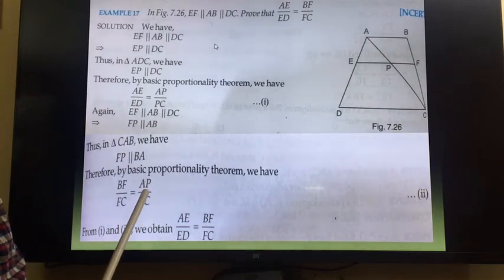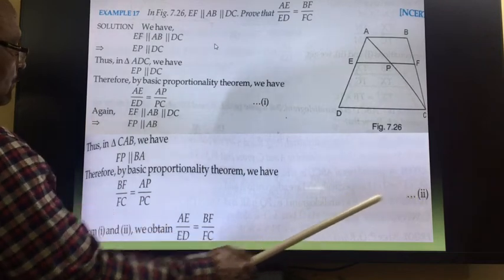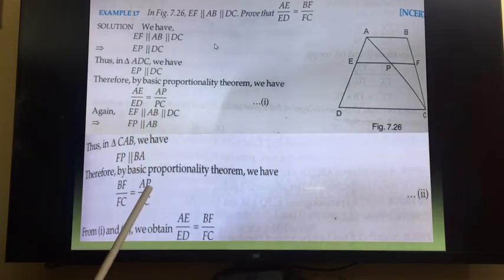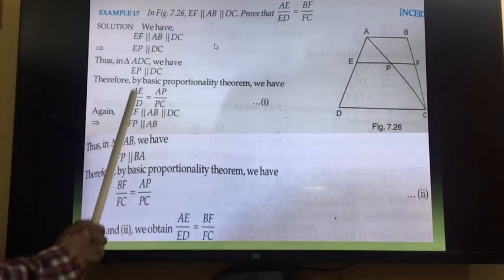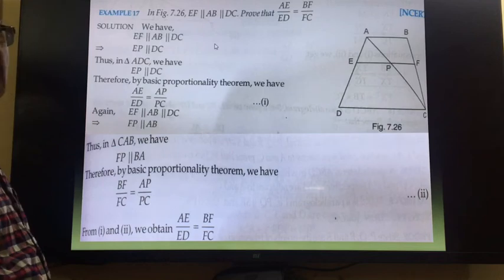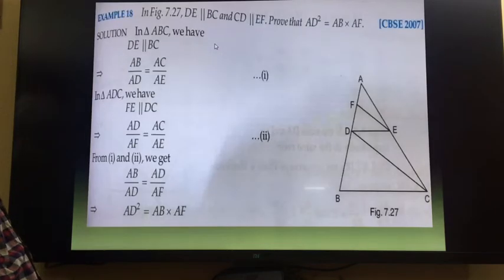Now from equation number 1 and equation number 2, we are observing AP upon PC and AP upon PC is the same. So the left sides are equal. So AE upon ED is equal to BF upon FC. Hence proved. Now you see the next question.